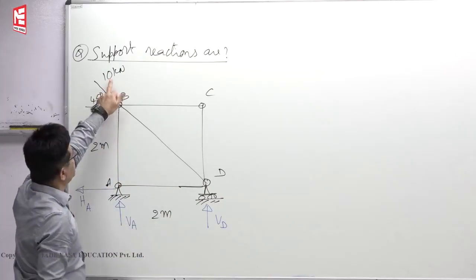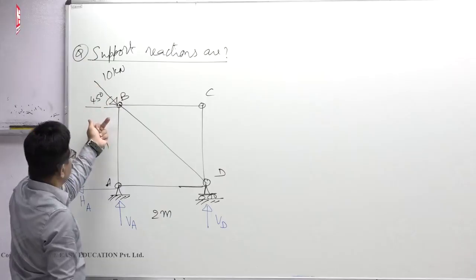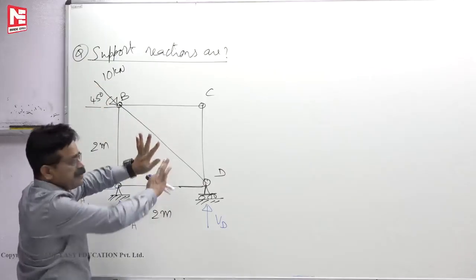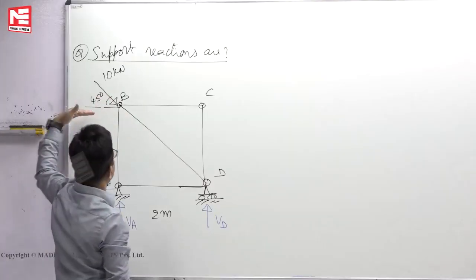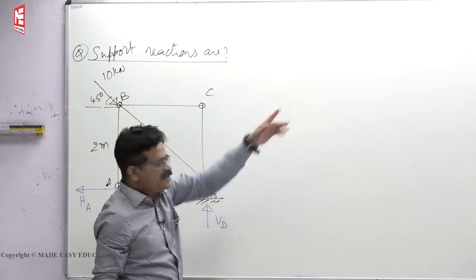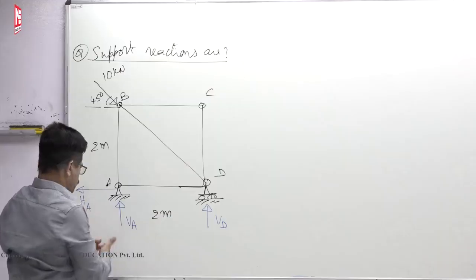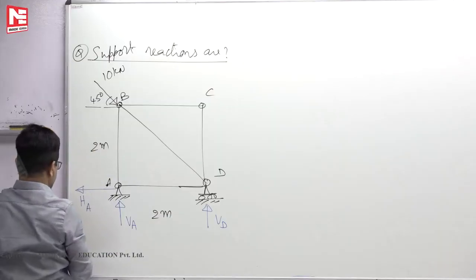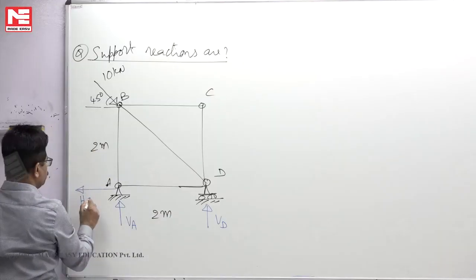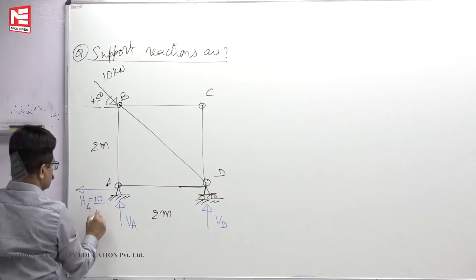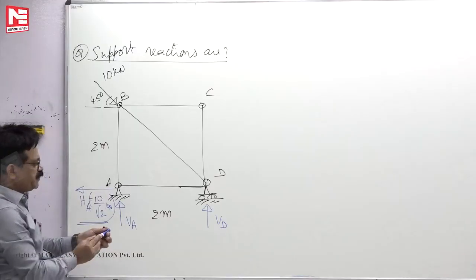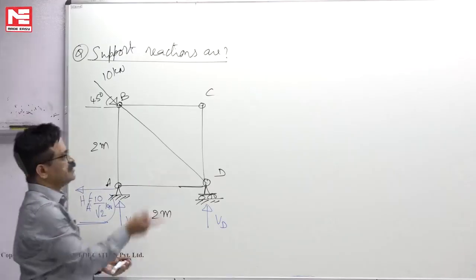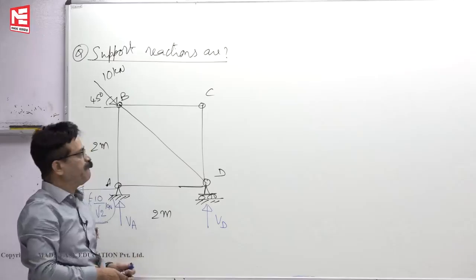Now you see 10 is acting like this, 10 cos 45. Now we are not cutting any member, entire structure equilibrium we are taking. 10 cos 45 is going right side. To balance that, it should act left side. So 10 cos 45 means what? 10 by root 2. So HA 10 by root 2, directly we can write it. We should not write sigma x 0 and waste time there.